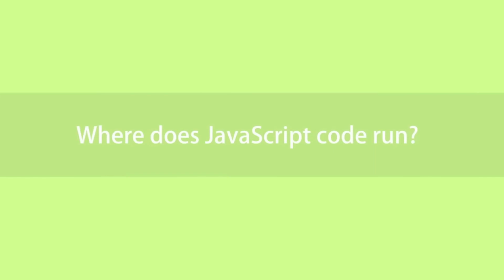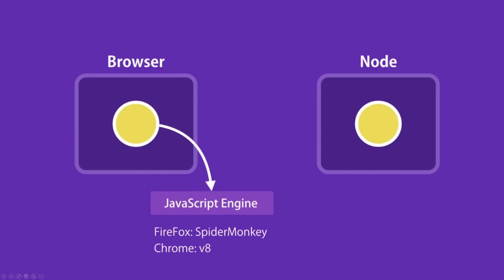JavaScript was originally designed to run only in browsers, so every browser has what we call a JavaScript engine that can execute JavaScript code. For example, the JavaScript engines in Firefox and Chrome are SpiderMonkey and V8. A very clever engineer called Ryan Dahl took the open source JavaScript engine in Chrome and embedded it inside a C++ program. He called that program Node. Node.js is a C++ program that includes Google's V8 JavaScript engine.